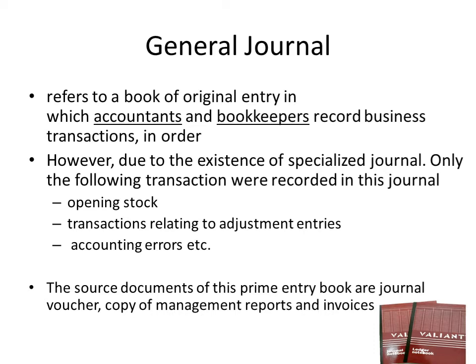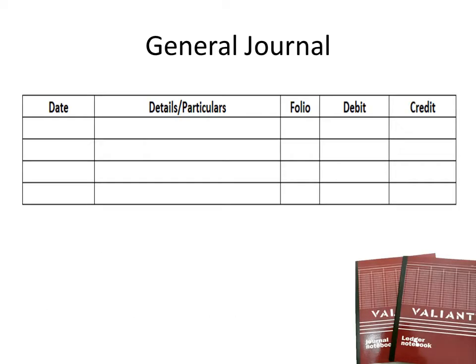The major source documents: sales invoice or official receipts for sales, charge invoice for purchases, and invoice also for our disbursements. For this one, it's a journal voucher. The journal voucher is the primary source for entries in this general journal, along with a copy of the management report and invoices. So how does it look?